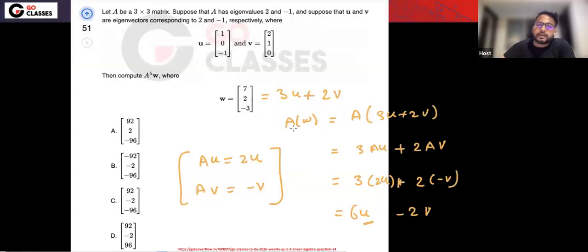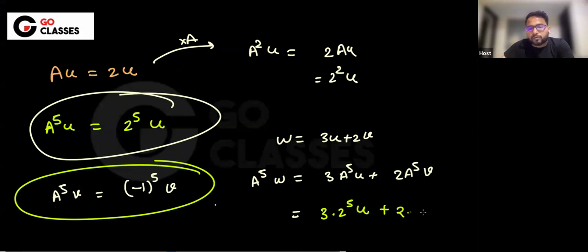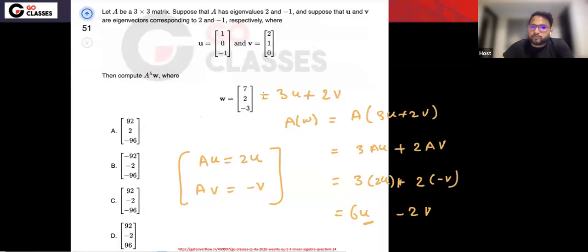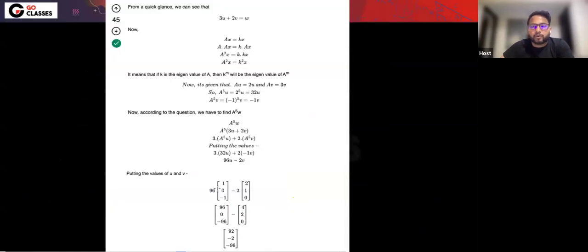Now one more thing we know, that W equals 3U plus 2V, and they're asking A power 5 W. Which means they're asking 3 into A power 5 U plus 2 into A power 5 V, right? A power 5 U is nothing but 2 power 5 U. So 3 into 2 power 5 U plus 2 into minus 1 power 5 V. That's what they're asking. If you just substitute the values of U and V, which are actually given, you will get your answer. Understood?